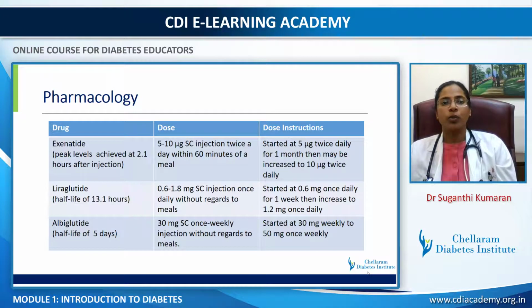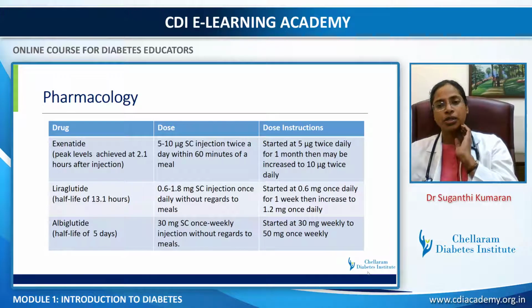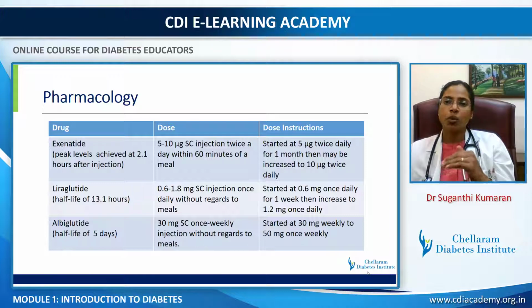There are different kinds of GLP-1 analogs like exenatide, liraglutide, albiglutide, but the one available in India is liraglutide. It has a half-life of about 13 hours. It's available in concentrations of 0.6 to 1.8 milligram. It's given as a subcutaneous injection, not insulin. It is started at 0.6 milligram once daily for a week. Then it is increased to 1.2 milligram once daily. The maximum can go up to 1.8 milligram subcutaneous injection, once daily.